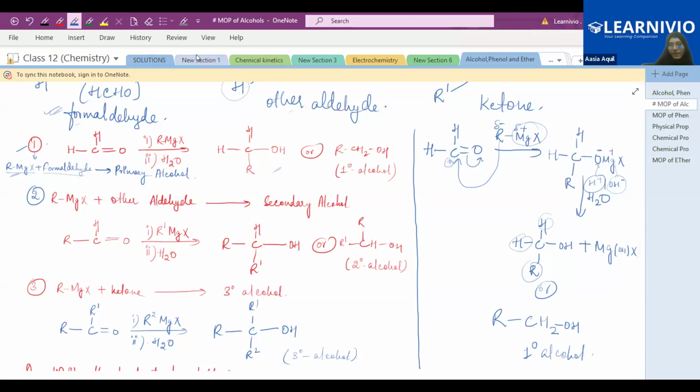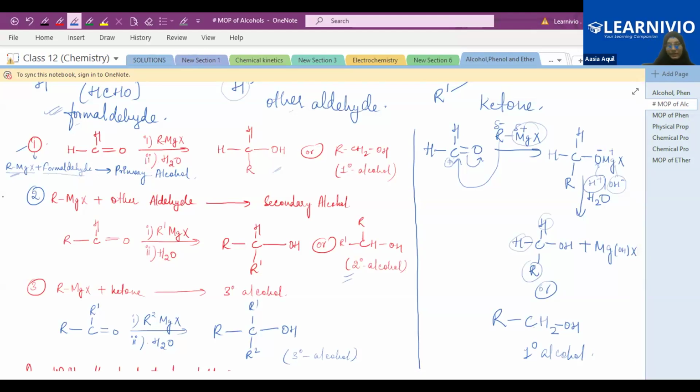Okay, write down the mechanism. For the second and third, also follow the same mechanism. Do it by yourself. Write it down in your homework. Just write down the whole mechanism and how this secondary alcohol came. You have to show that using the whole mechanism.